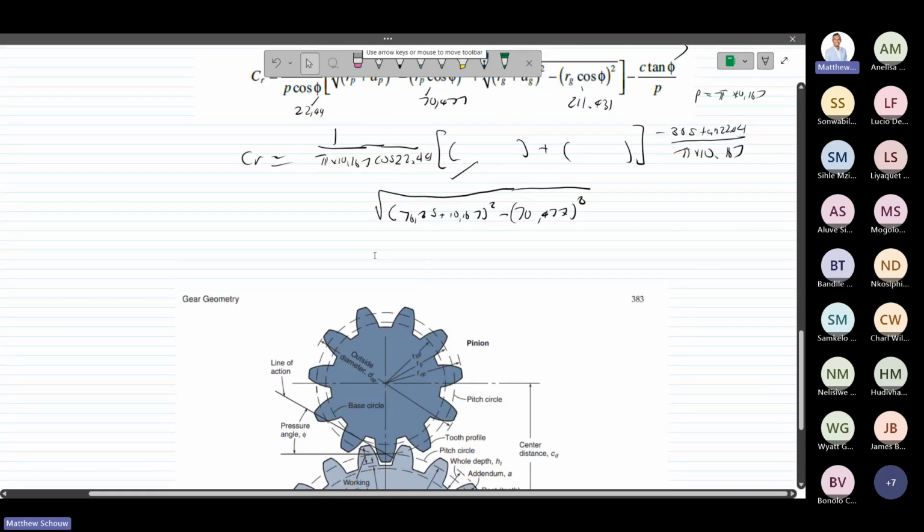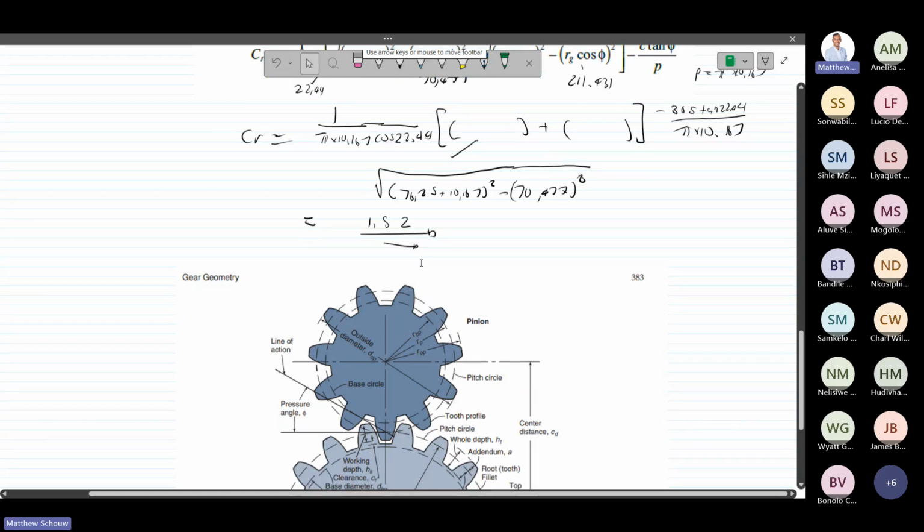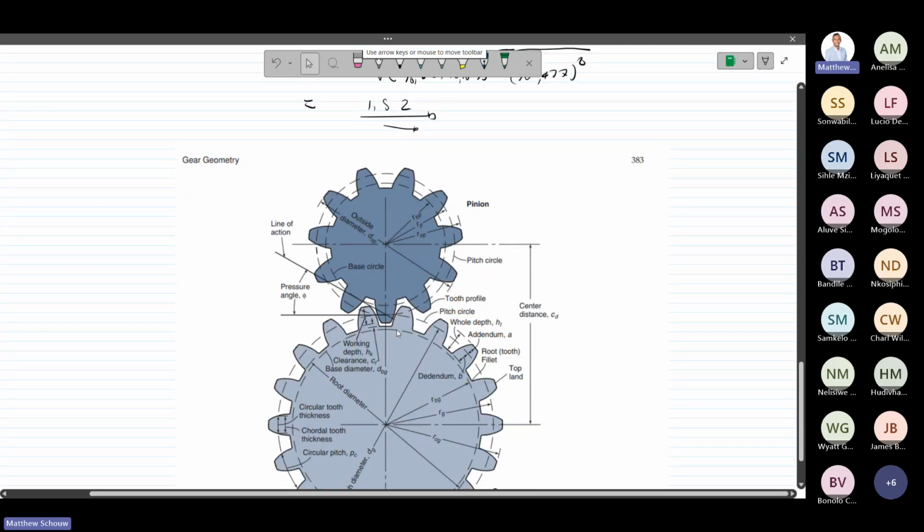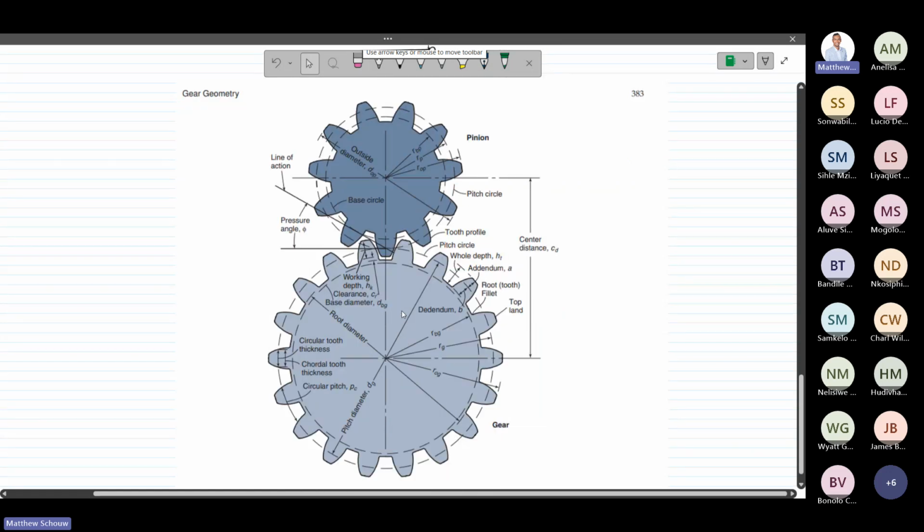Okay, so what do we get for the contact ratio? Do you guys get it? Yes, sir. 1.52. Cool. Yeah, that's perfectly fine. So what we found is that when we increase the center distance, we have less contact with the amount of teeth. Yeah, so that's that.